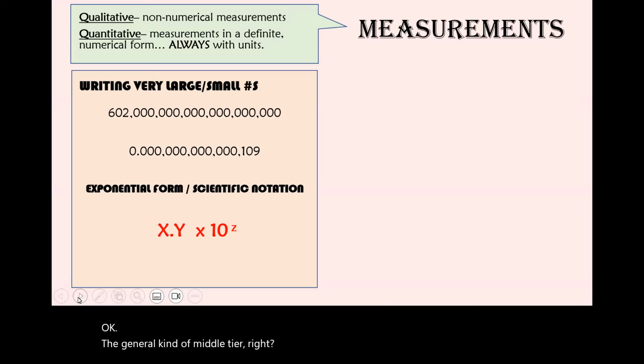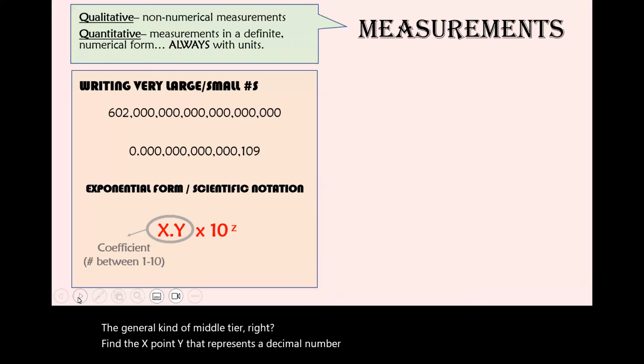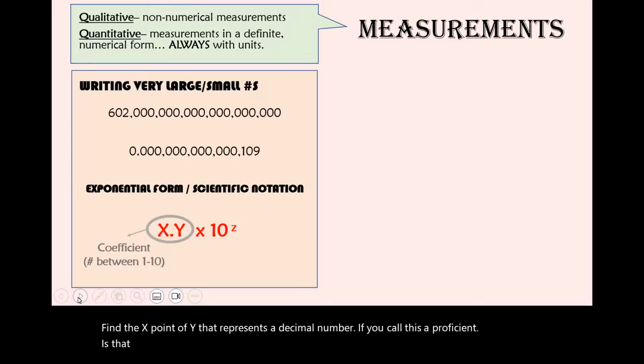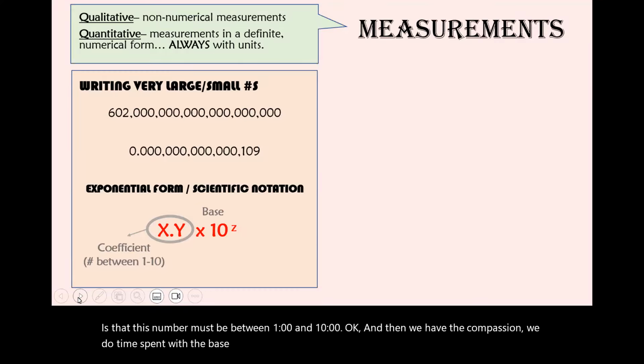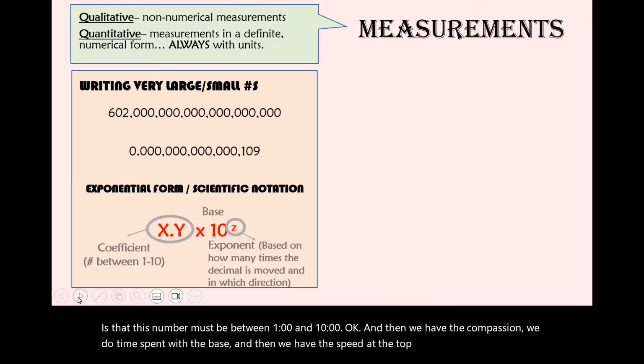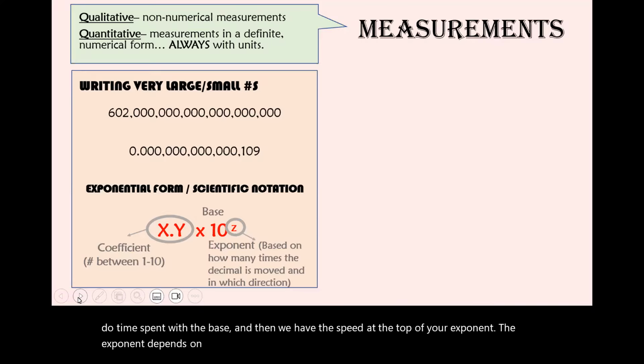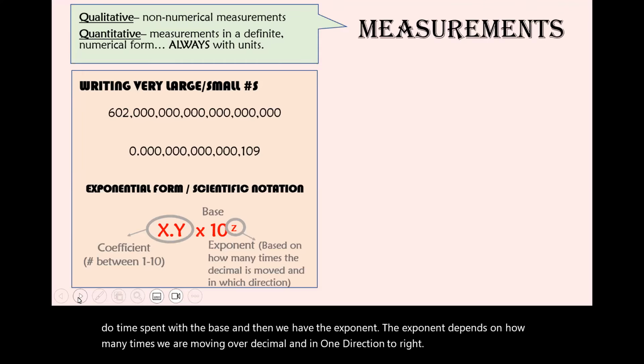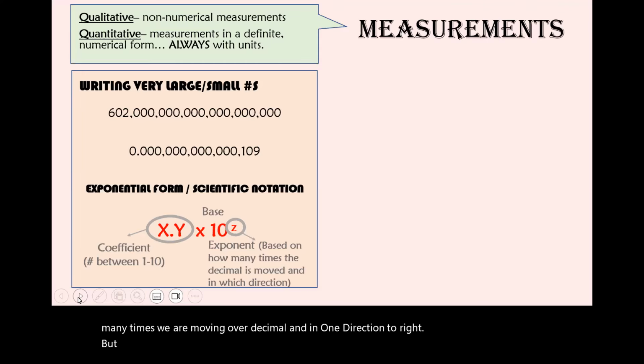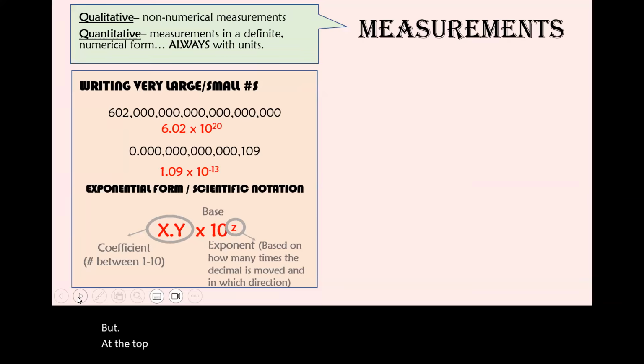The first part, the x point y, represents a decimal number, and we call this a coefficient. A super important thing to remember about your coefficient is that this number must be between 1 and 10. Then after the coefficient, we do times 10, which is the base, and then we have the z at the top, which is your exponent. The exponent depends on how many times we are moving our decimal and in what direction. We'll talk about what this means in a little bit, but just so you know what the scientific notation for the two numbers at the top is going to look like, it's going to be this.